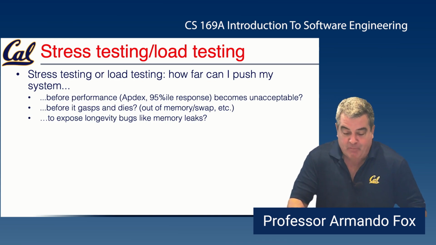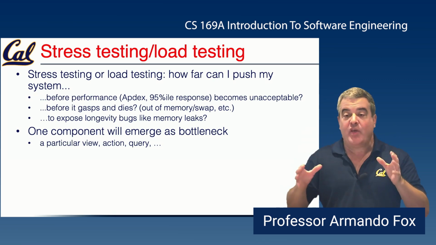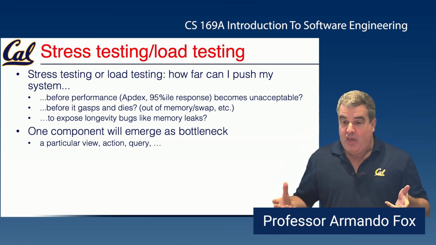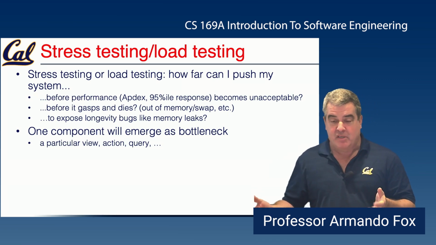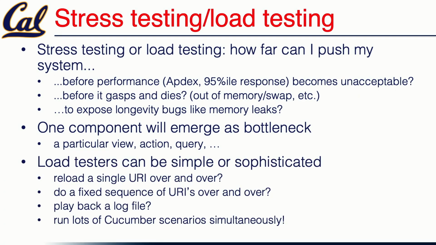And when you do this kind of stress testing, what you'll find is that at some point, there's one thing that becomes a bottleneck. Now, that thing may be a database query that's very expensive. It may be a view that is expensive to render. It might be a controller action that's very complex. But something will become the bottleneck that limits further scalability or whatever you're trying to measure. And the way that you find it, there are load testers that are brain dead simple.